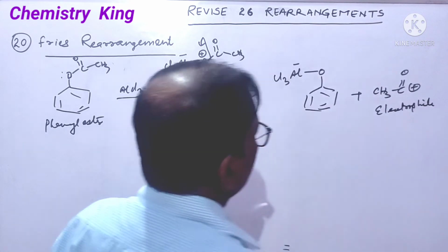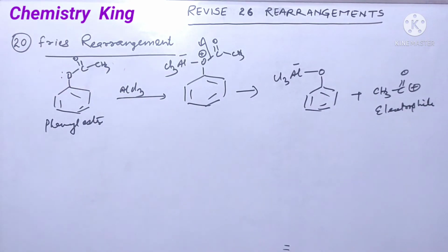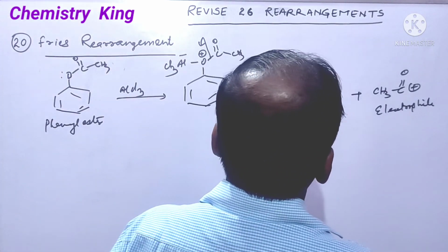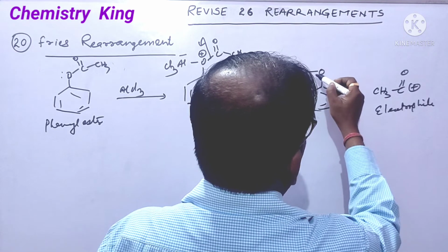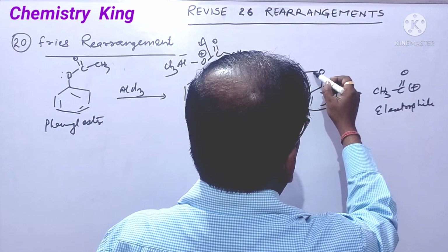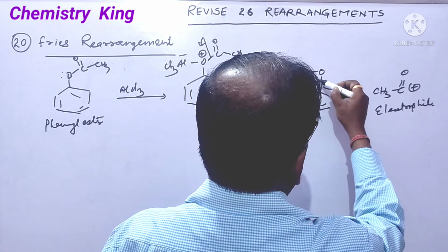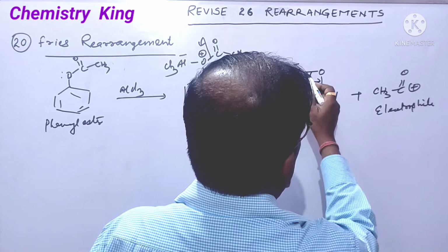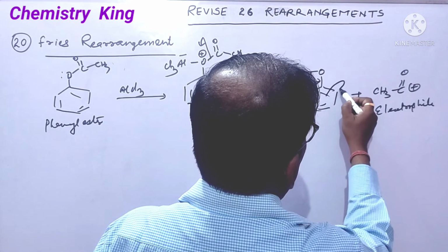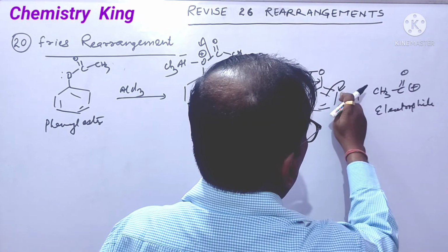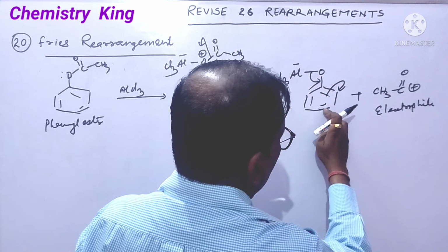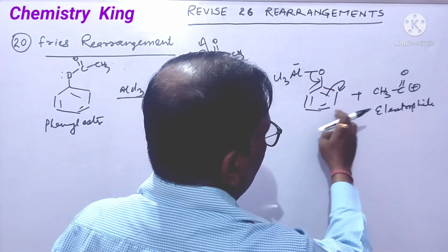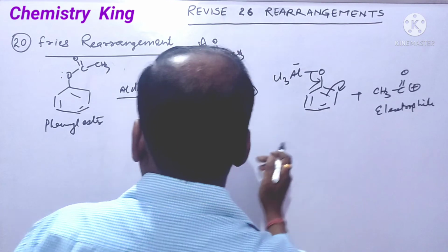Electrophile. Acetyl carbocation. Okay. Now it will come back in this fashion. This electron is given to this and it will come here, negative charge will be here and it will attack here. If it comes here, negative charge will be here, then it will come at para position.